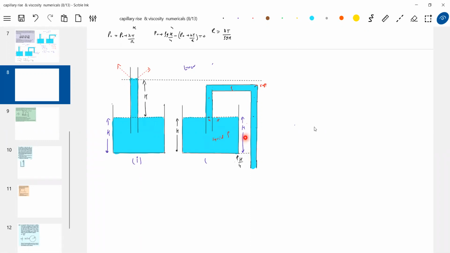But here how much is it? H plus H by 4. So 5H by 4 length it cannot balance. So what will happen? The liquid will flow out here. In fact it will rush. Now what is the velocity? Root of 2g times h plus h by 4. So no question of a meniscus, the liquid will come out.